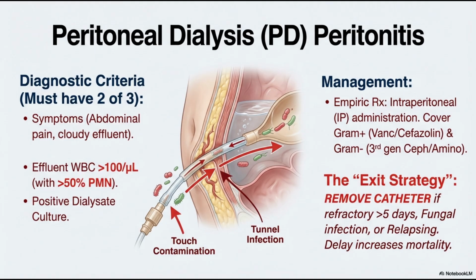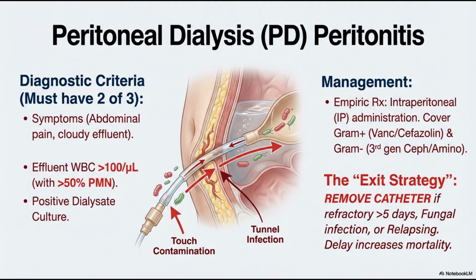People think, oh, grandma didn't wash her hands when she connected the bag. Wrong. If you see multiple gut bugs, that means there's a hole in the gut. That is a visceral perforation. Diverticulitis or appendicitis that has ruptured into the PD fluid, you need an urgent CT and a surgeon. If you just treat that with intraperitoneal antibiotics, they will die.